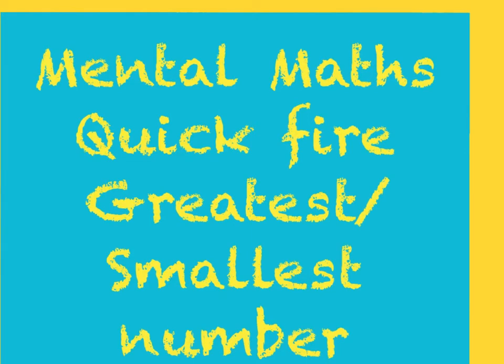Boys and girls, this week in your mental maths, you're focusing on which number was the greatest and which number was the smallest. There are 10 questions. The first 5 questions, you'll be given 2 numbers and you'll be asked which is the greatest, or you might be asked which is the smallest, and you just write the answer only. In the last 5 questions, you'll be given 3 numbers, and from the 3 numbers you'll have to pick either the smallest number or the largest number.